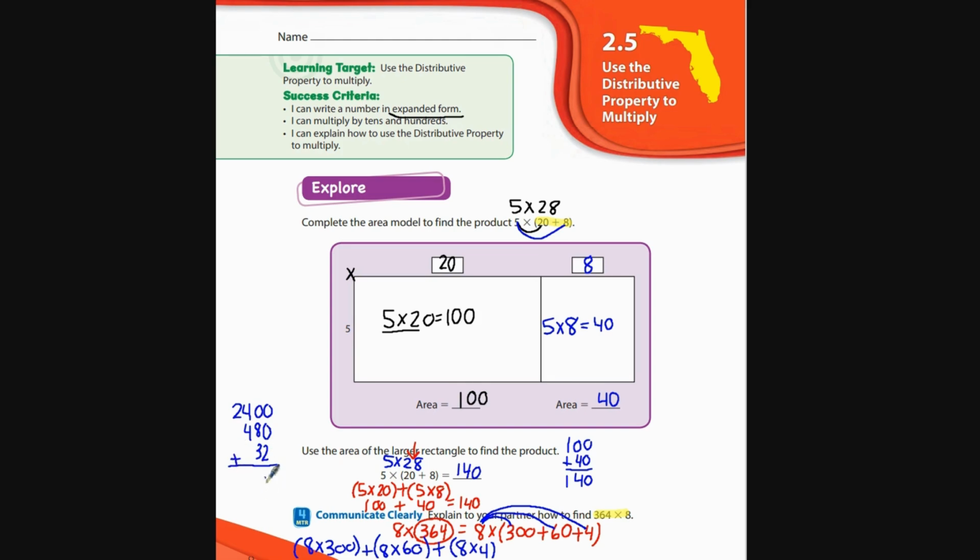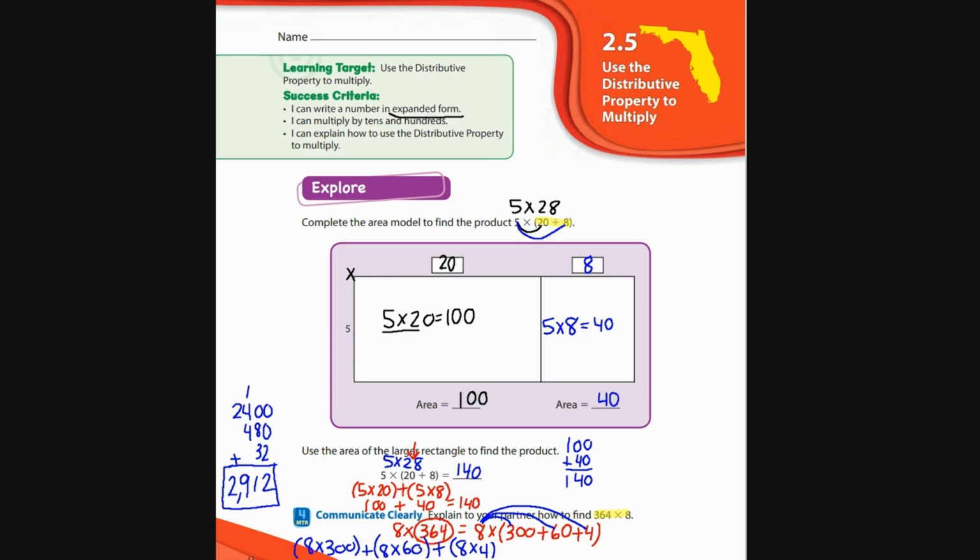Now, I add it all together and I get 2. 8 plus 3 is 11, right? 11. 4 plus 4 plus 1 is 9, right? And then I bring down that 2. So what is the product of 364 times 8? The product is 2,912. That's the product of 364 times 8.